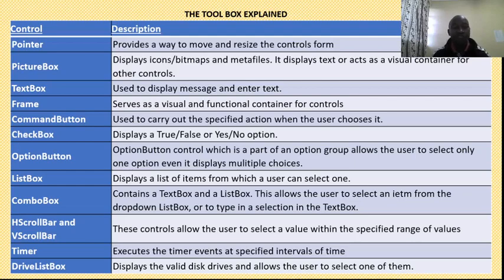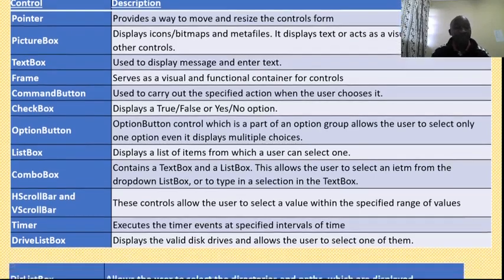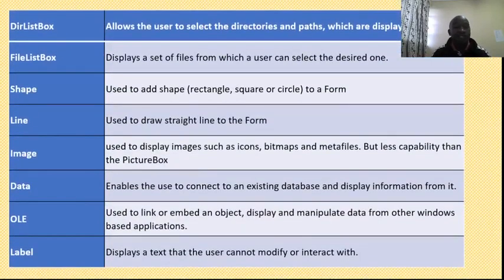Then we have the drive list box. It displays the various disk drives and allows the user to select one of them. Then we have the file list box. It displays a set of files from which a user can select the desired one. Then we have the shape. It is used to draw various shapes: rectangle, square, circle. Then we have the line. It is used to draw a straight line.